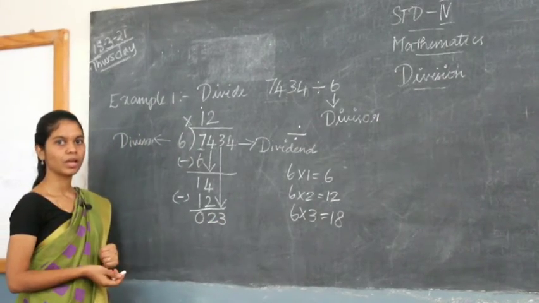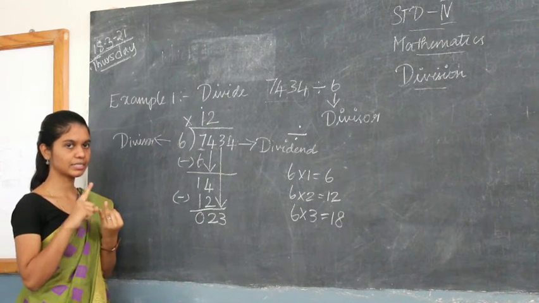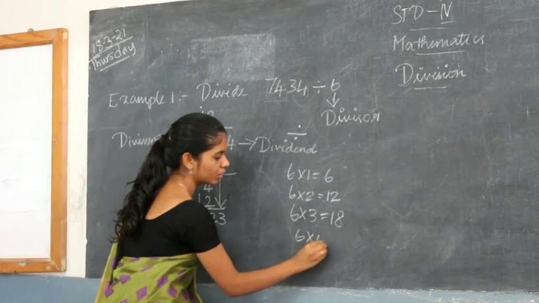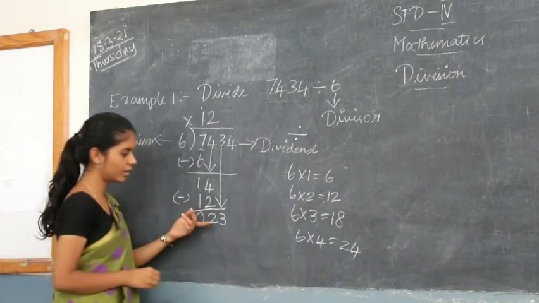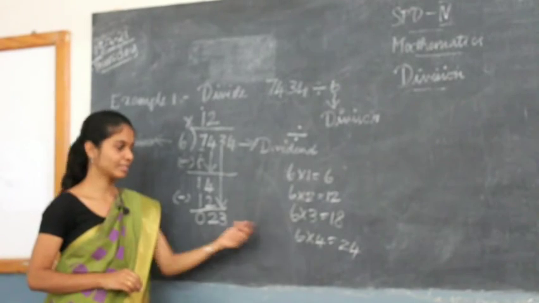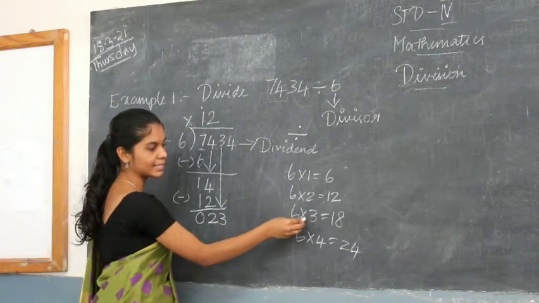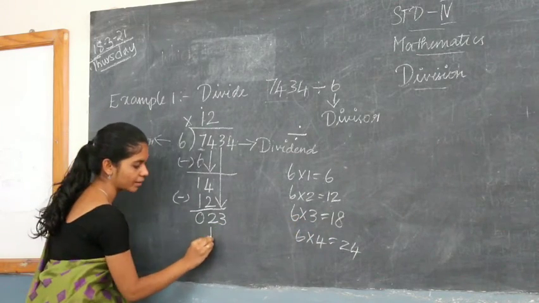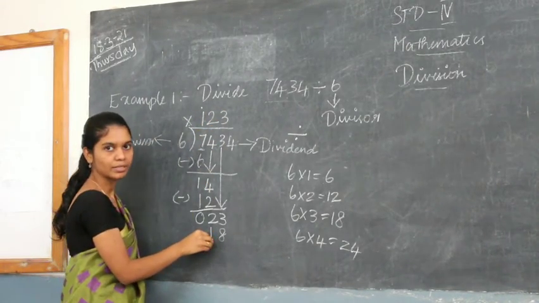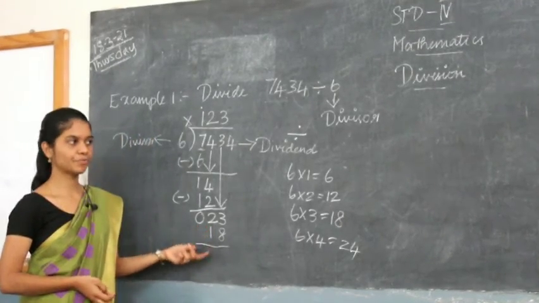Now you should start telling the divisor table, which is 6. 6 ones are 6, 6 twos are 12, 6 threes are 18, 6 fours are 24. Look here, you have 23 and 6 fours are 24. 24 is greater than 23. So you should go to the number before, which is 6 threes. 6 threes are 18. So 6 multiplied by 3 gives you 18. Now you should subtract 18 from 23.